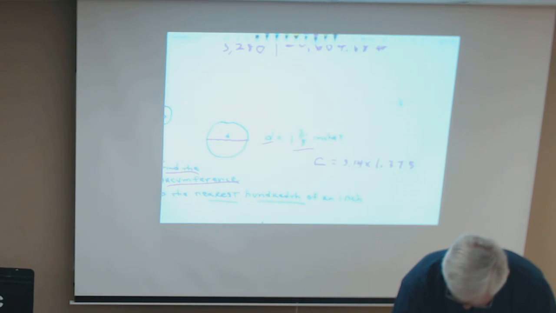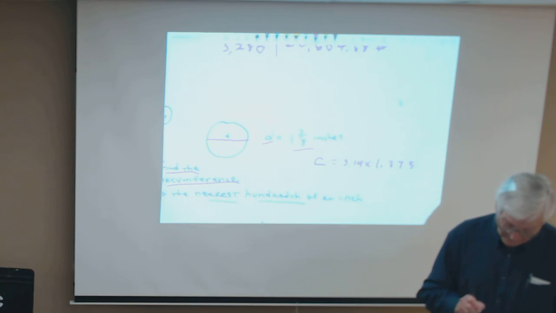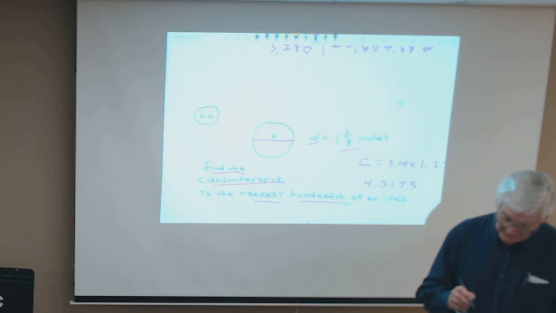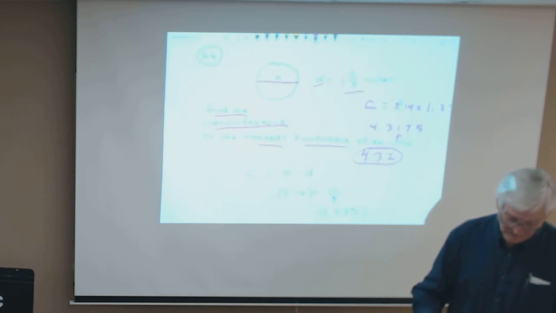1.375 times 3.14 equals 4.3175. And they want that answer to the nearest hundredth. So here's tenths, here's the hundredths. So I look at this one and say 4.32 is going to be my answer. Okay?